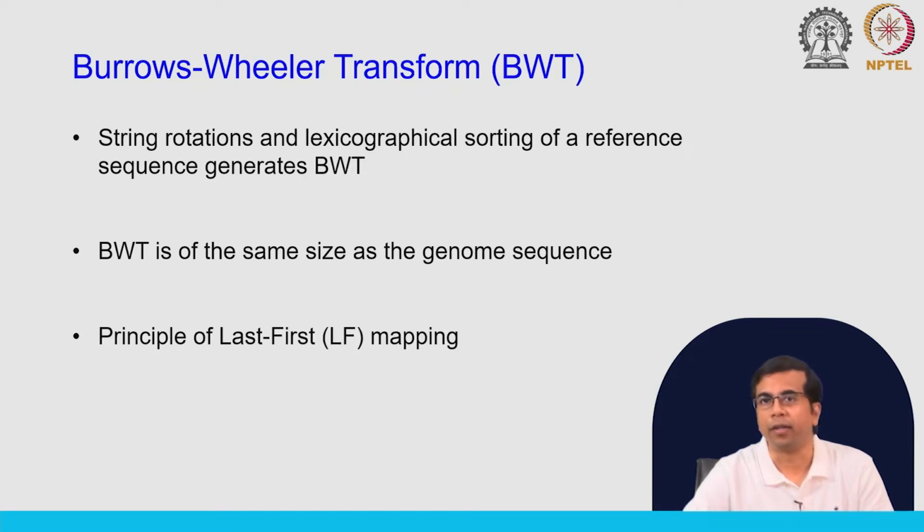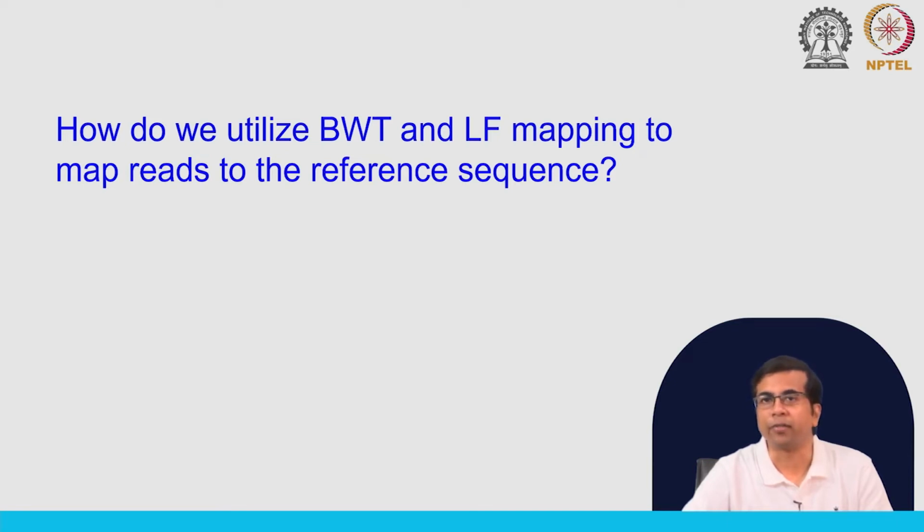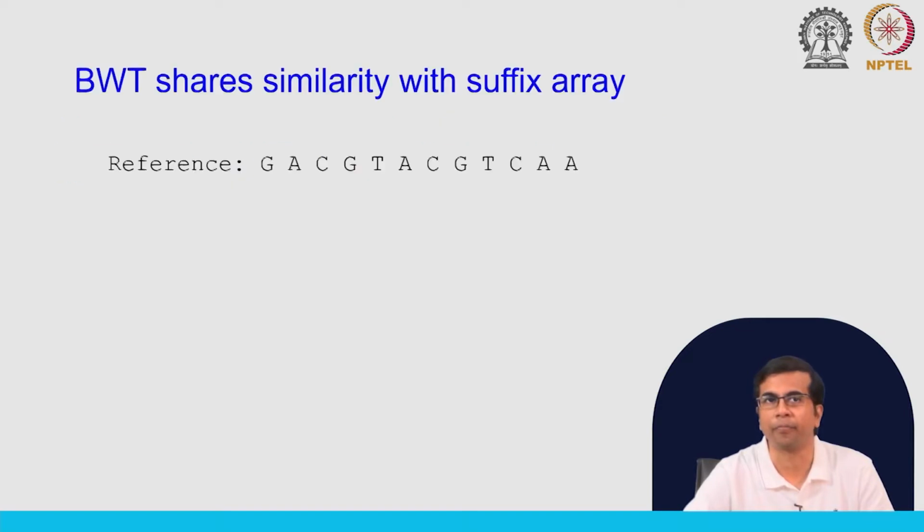So, hopefully BWT will not take too much space. We have also talked about how, once we have created this Burrows-Wheeler transformation, we can do something called last first mapping. This is something we talked about in the last class, and it allows us to recreate the reference sequence from the BWT using the principle of LF mapping. So, once we have understood the Burrows-Wheeler transform method and last first mapping, the question is how do you utilize this BWT and LF mapping to map reads to the reference sequence? That is the ultimate goal of all the algorithms that we have been describing.